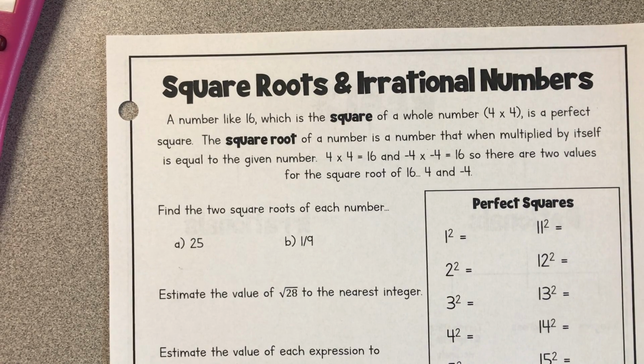Okay, today we're going to talk about square roots and irrational numbers. So a square root of a number is a number that times itself gives you your original number. For example, if I asked you what's the square root of 16, it would be 4 because 4 times 4 is 16. But it could also be negative 4 because negative 4 times negative 4 is also 16.